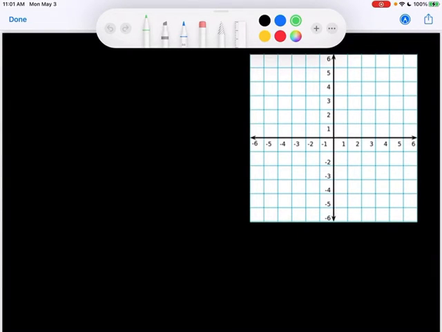In this video, I'm going to be looking at graphing square root functions. If you're following along in the book, it's from Algebra 1, Unit 5, Lesson 8.